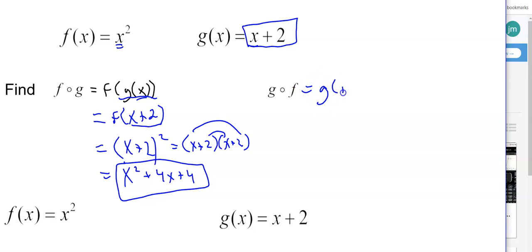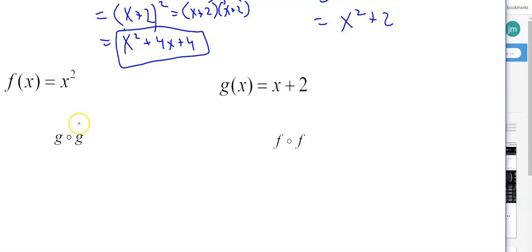So g of f of x. So the inside part is f of x, that's x squared. So g of x squared. Everywhere there's an x right there, you're going to plug in an x squared. So this will be x squared plus 2. And you got it.